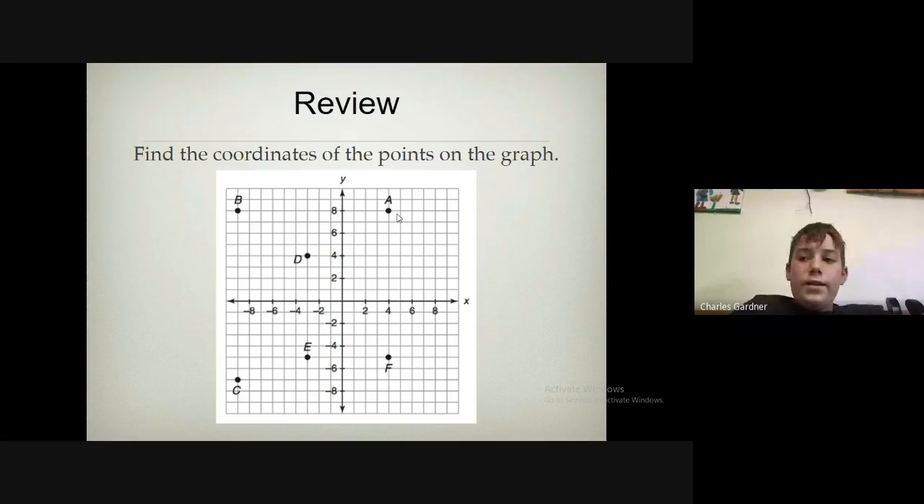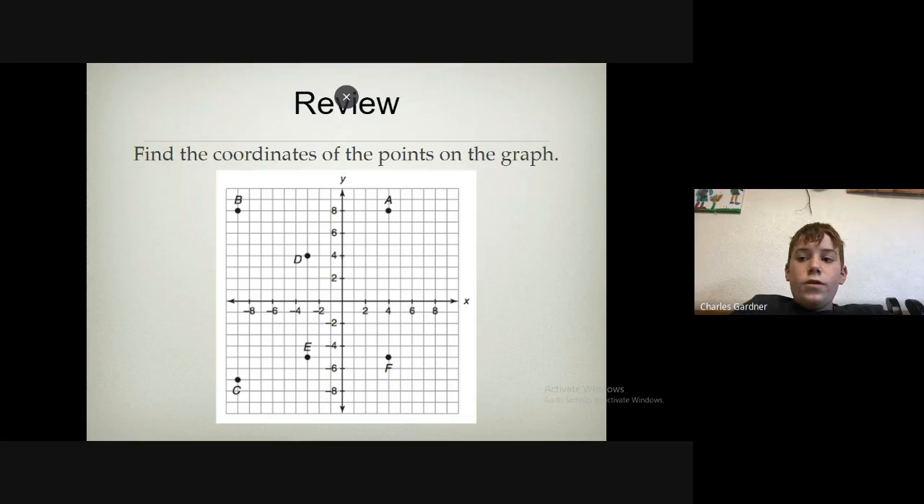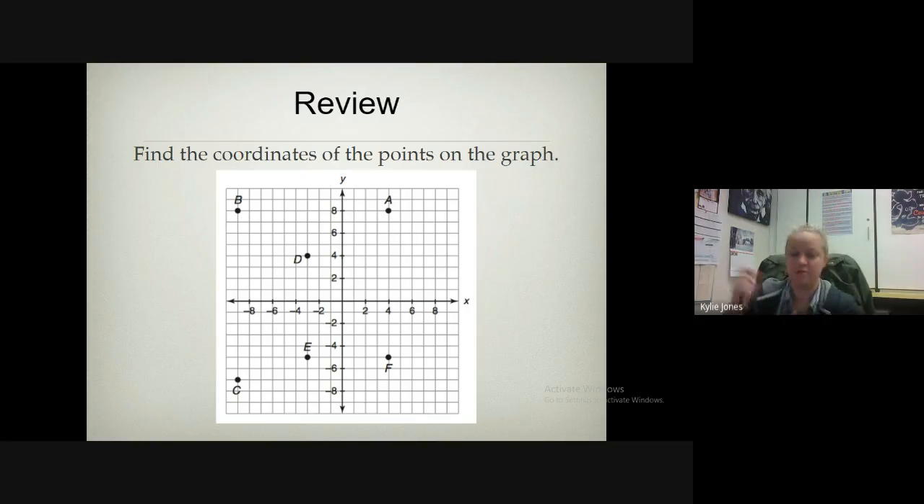Okay, 4, 8. So that means we would go over 4, up 8. That looks good. Do you guys remember how to write that? First the 4, then the 8. Good. So I'm going to write it on a piece of paper because, like I said, my computer's going to die and the cord doesn't reach the whiteboard. So point A would be at 4, 8. I'm going to write them all down first, and then I'll show you guys.